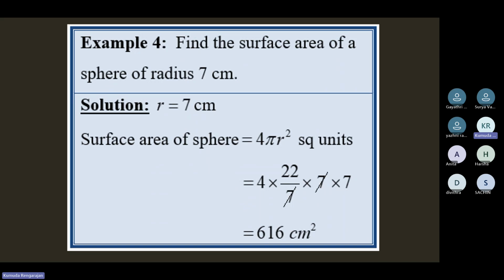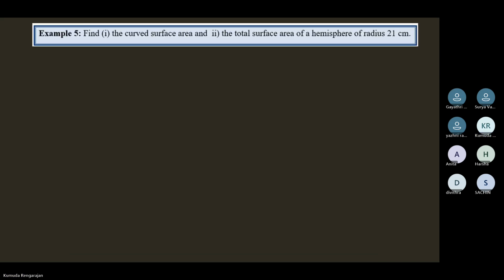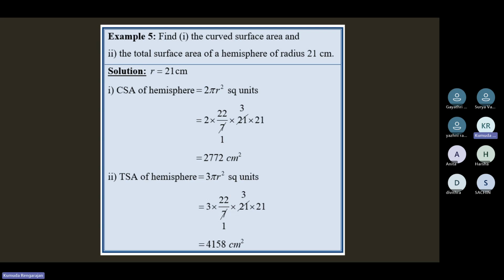Direct question. Just write the formula and calculate. Again, a direct question. Meaning, you have to find CSA. You're given the value of R.